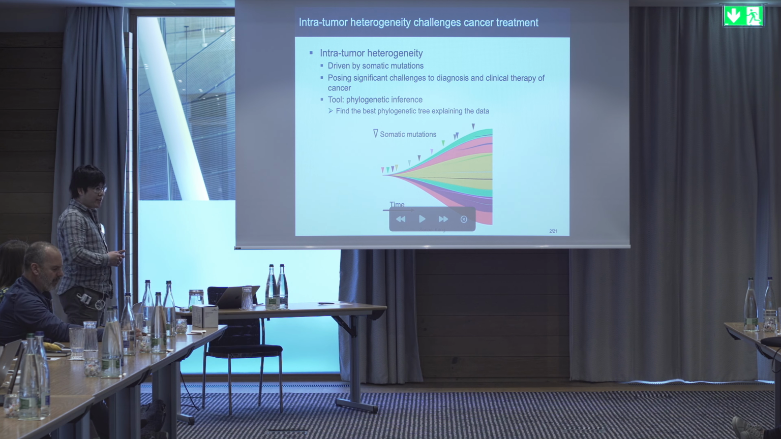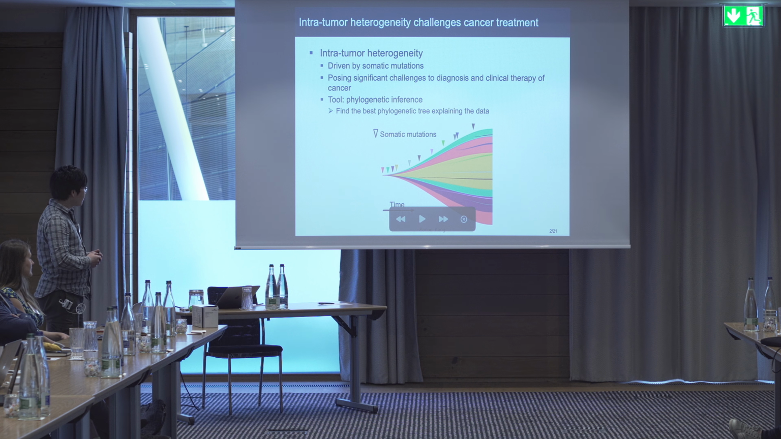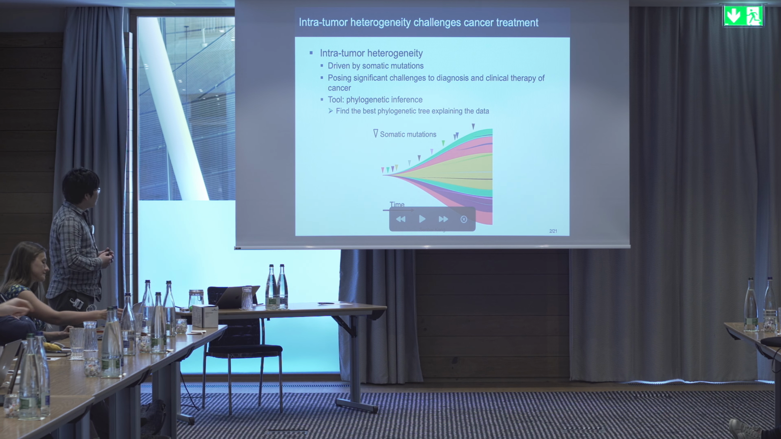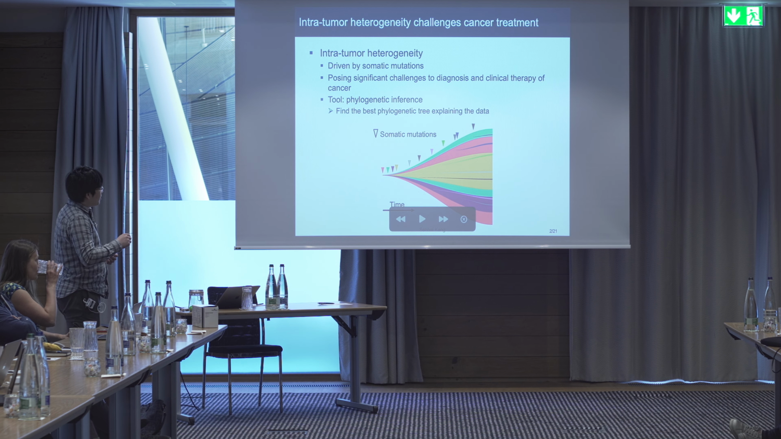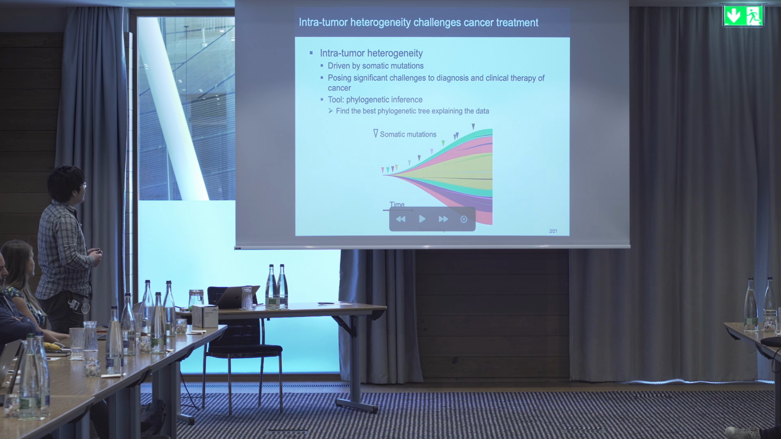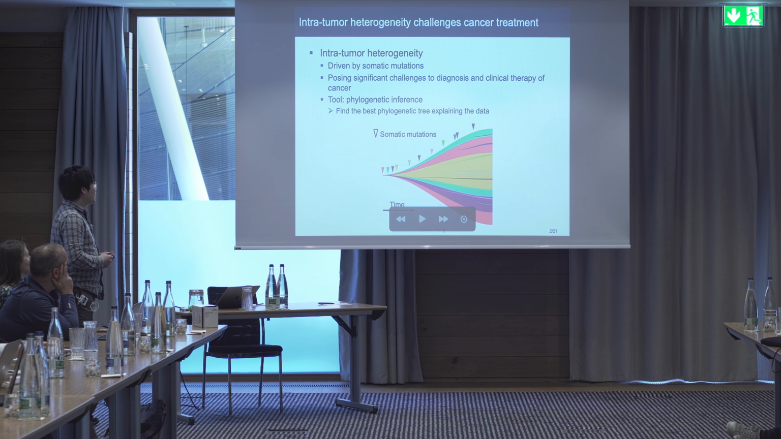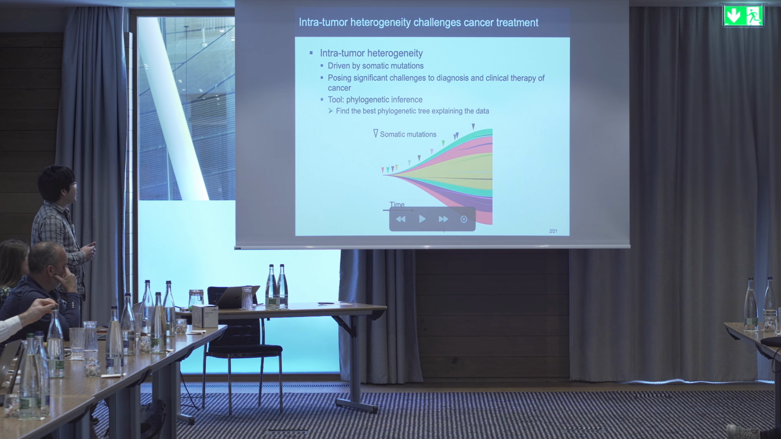Our whole story starts with the well-known phenomenon of intratumor heterogeneity, which is mainly driven by somatic mutations. As you can see in the picture, somatic mutations accumulate as time passes by, resulting in different tumor subclones possessing different genetic profiles. And this phenomenon poses significant challenges to diagnosis and clinical therapy of cancer. And the tool that people use to study it is phylogenetic inference, where we want to find the best phylogenetic tree that can explain data.